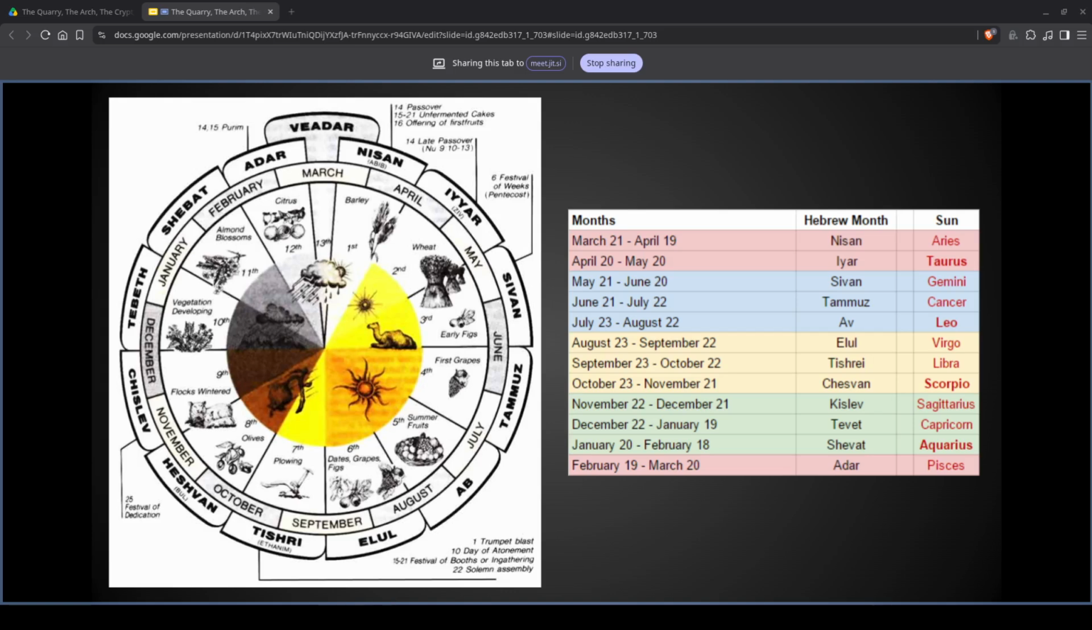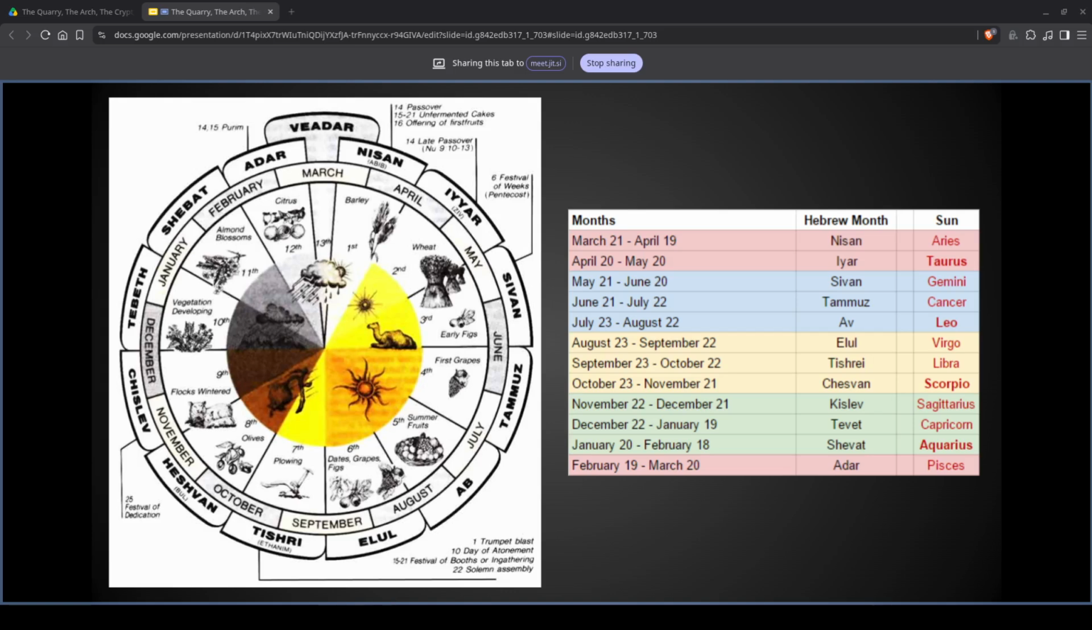At this point, the months, January, February, March, etc., have no relationship to anything astronomical. If you look at the calendar here, you'll see that the month from March 21st to April 19th is the month of Nisan. That's the first month of the Hebrew calendar. The Hebrew calendar starts at the equinox. Nisan goes from roughly March 21st, or when the equinox begins, to April 19th.